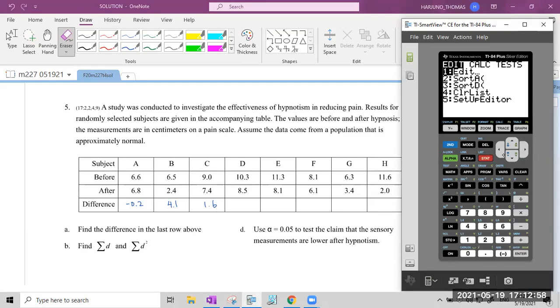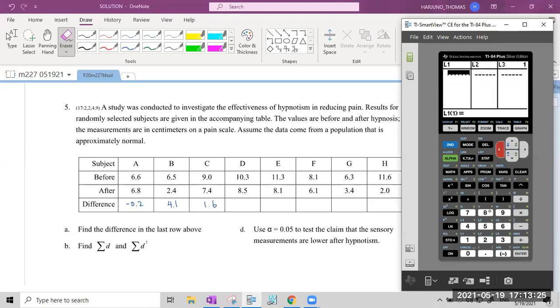Okay, so I go to stats, edit. Column 1, 2, 3. Clean it up first. Stat clear list, list 1, comma, list 2, comma, list 3. Clean it up. Okay, we are ready to go.